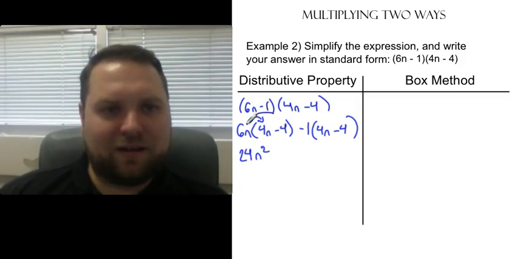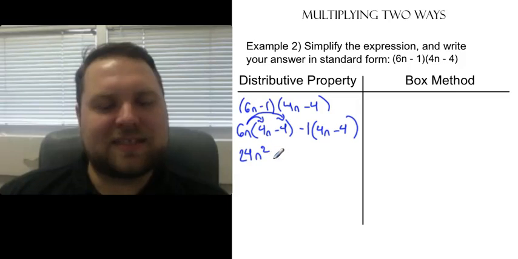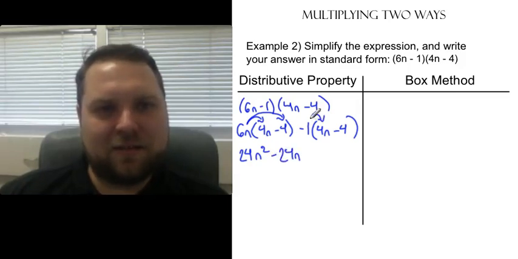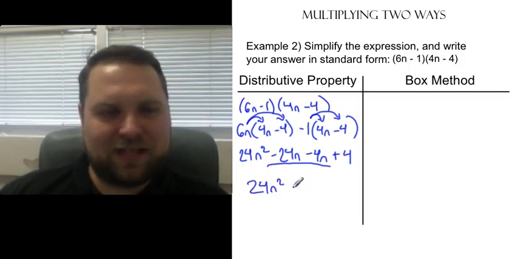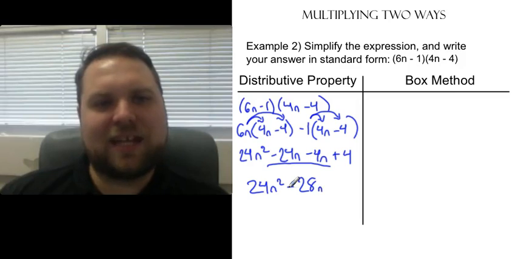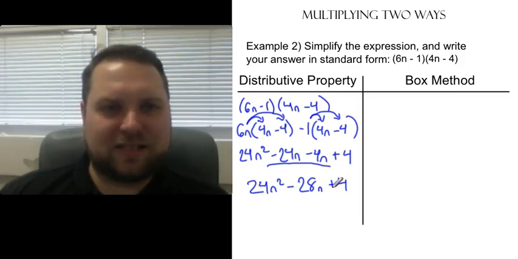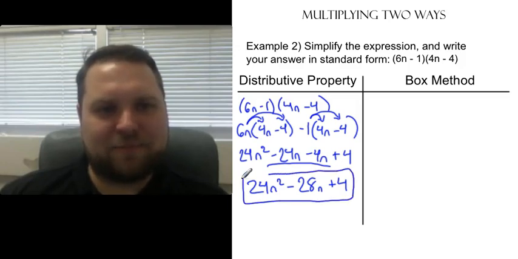24n squared. A lot of people forget that. You have to add the 1 plus 1 is 2. 6n times negative 4 would be negative 24n. Negative 1 times 4n would be minus 4n. And then negative 1 times negative 4, negative times a negative, is a positive. I can combine these two middle terms, and I end up with 24n squared minus 28n plus 4. It's already in standard form. Yay team, that's my answer.